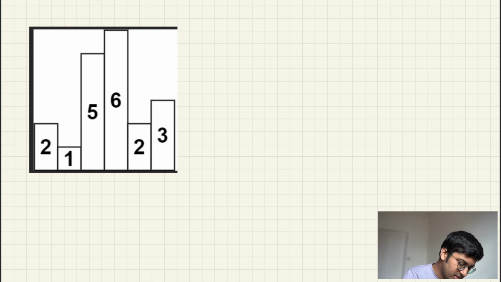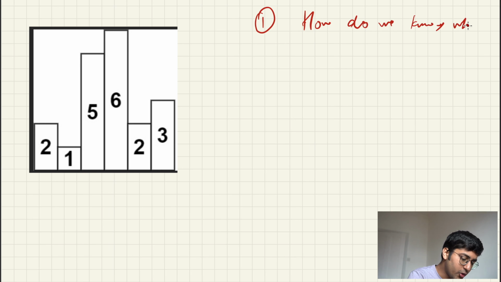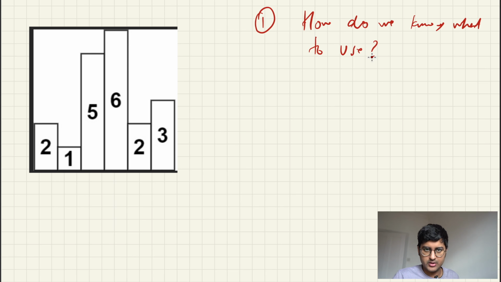Another possibility can be something like this. Isn't it true? This is also one possibility. So let's think about it. There are two ways to it, two pointers. Point number one: how do we know what to use? How do I know that we are doing stacks and queues? How do you know that a stack is being used?